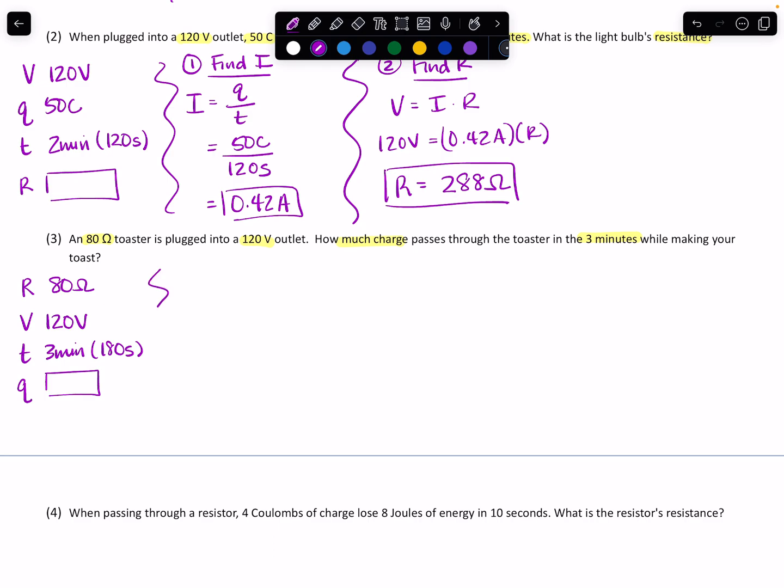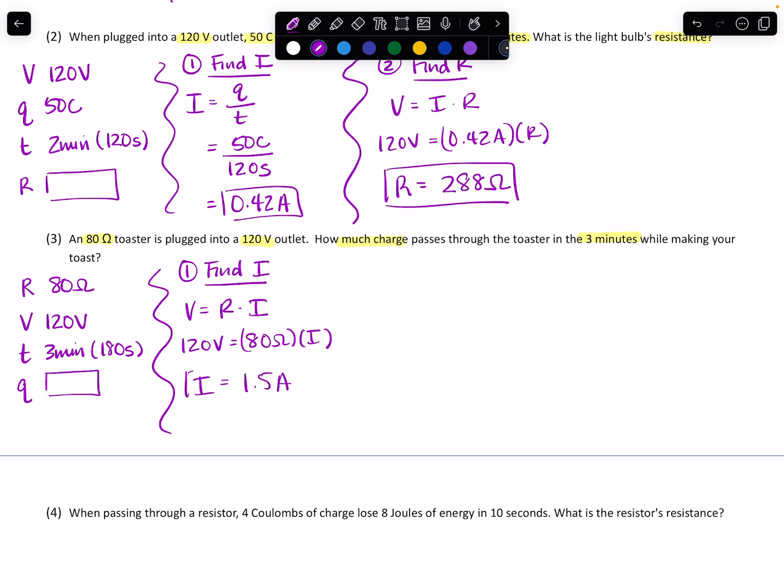So this is going to be kind of backwards from what we just did. I have t and I'm looking for Q. So my best bet is to find current, and then with current, find Q. I'm going to start by finding current again, but I'm going to use Ohm's law this time. So voltage is resistance times the current. 120 volts equals 80 ohms times my unknown current, divide both sides by 80. The current here is going to be 1.5 amps.